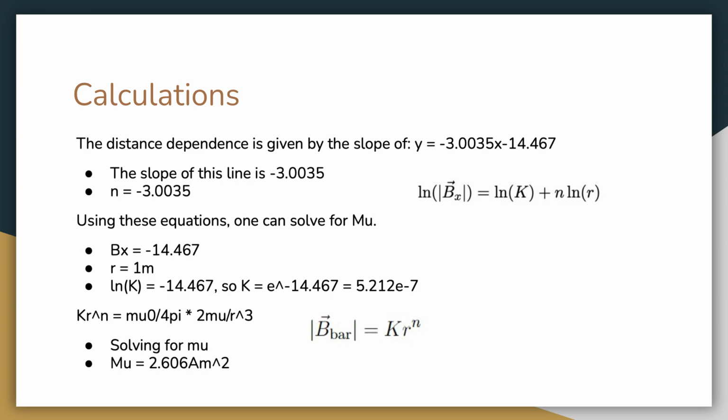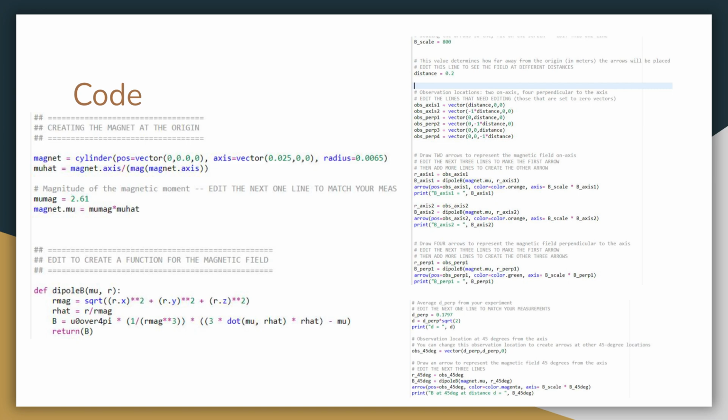and that the B bar equals 5.212 e to the seventh. And using this value and the dipole equation, I got that the dipole moment of the magnet is equal to 2.606 amperes meters squared. So here is my GlowScript code.